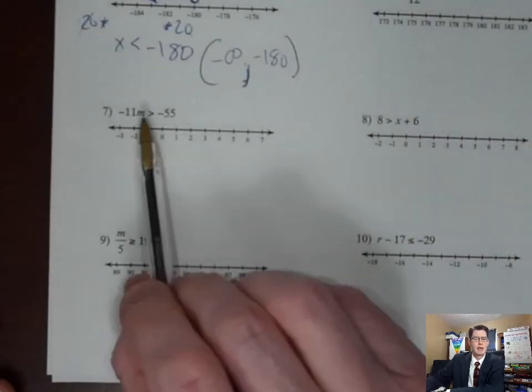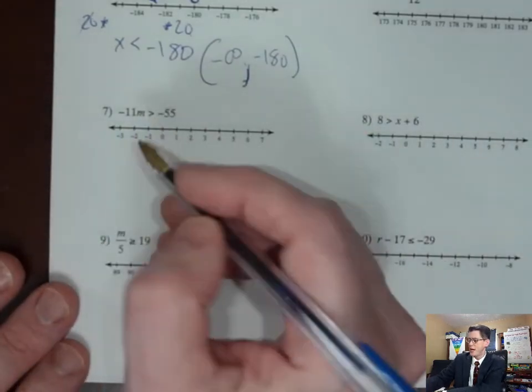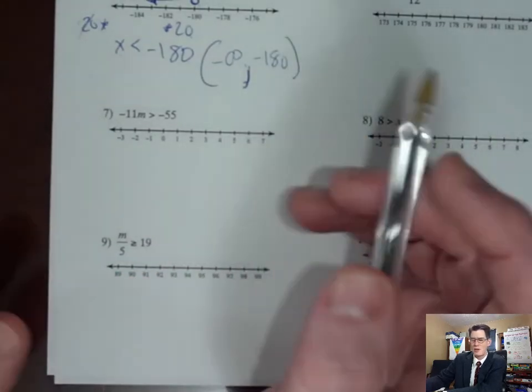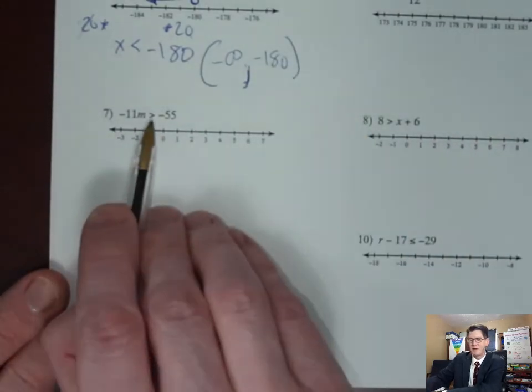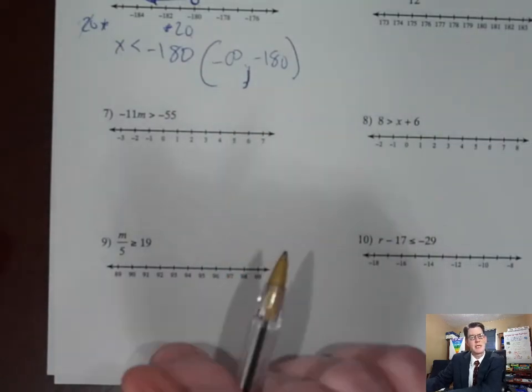Okay, number 7, another one with a negative number that's multiplied on. So you divide both sides by negative 11, but I've already shown you how to do that, so I'm not going to do it. But divide both sides by negative 11, flip the inequality, get a number, and you'll get it right. I'm just going to show those of you who maybe want to see another way how this works.